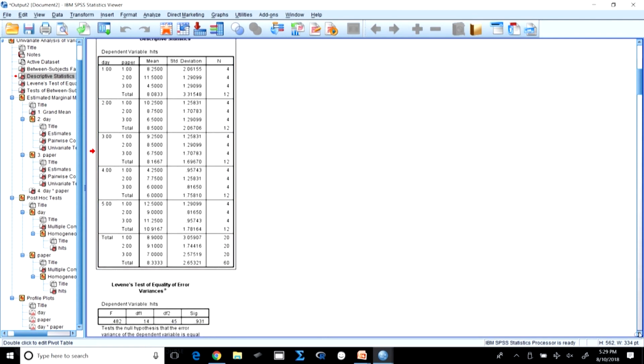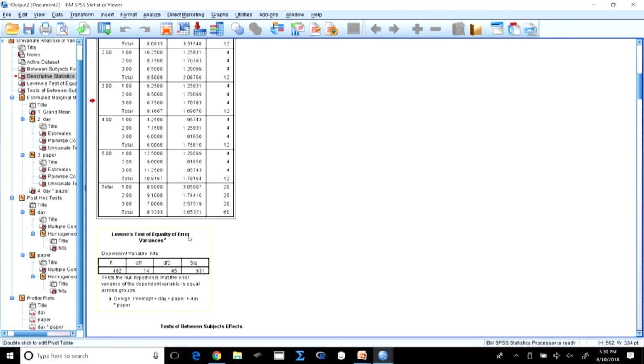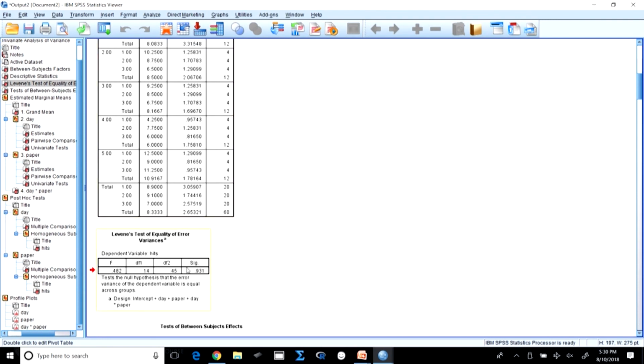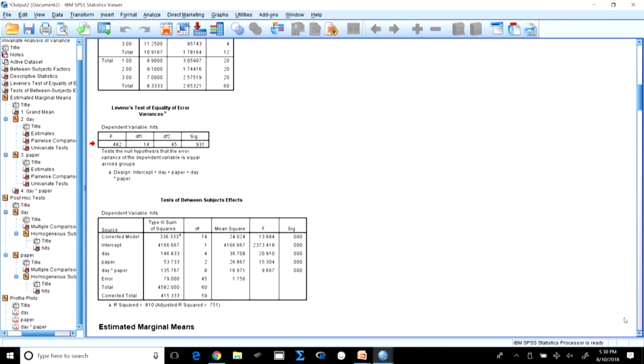Now, as I had said, first of all we have to check Levene's test, the equality of variance. Since it is above 0.05, we cannot reject the null hypothesis, so the null hypothesis is to be accepted, and this is what we wanted. It tests the null hypothesis that the error variance is equal across groups, which is found to be true. Now, coming to the test of between-subjects effects.